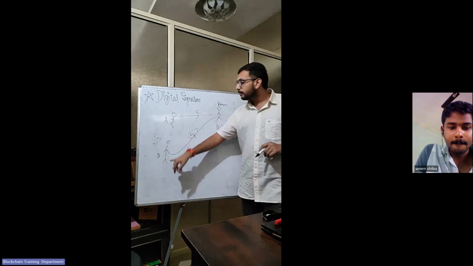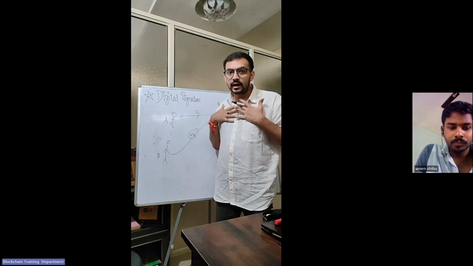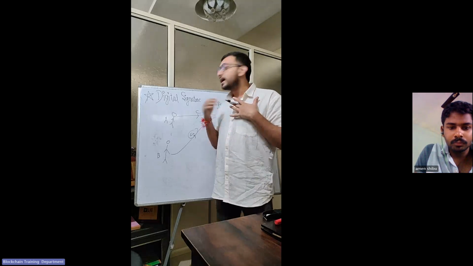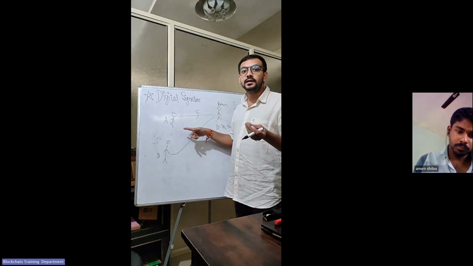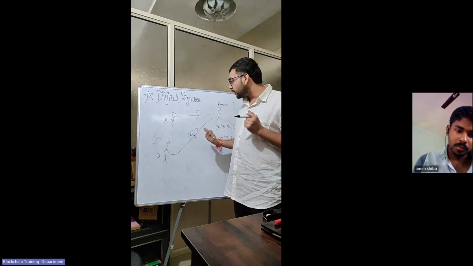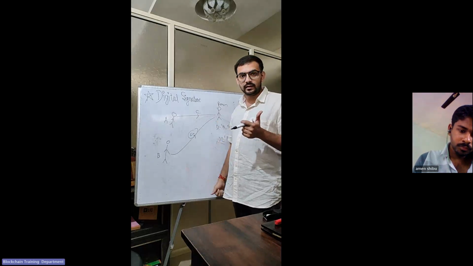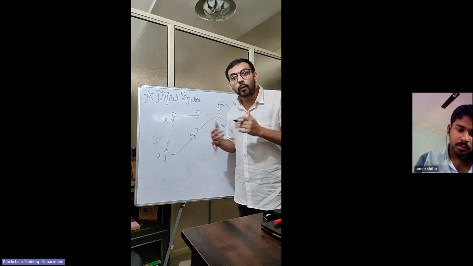For example, B says, "I am your family, I am your relative, I am A. Please send me your Aadhaar card or send me your financial details." And you think that it is A who is chatting with you. So you give your information to B, right? So that's the problem.